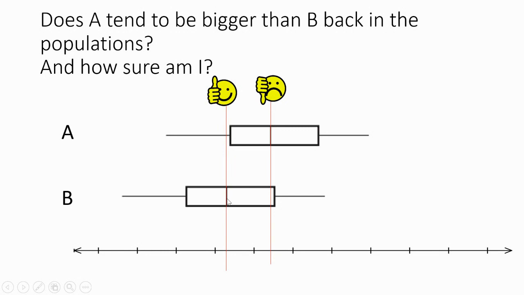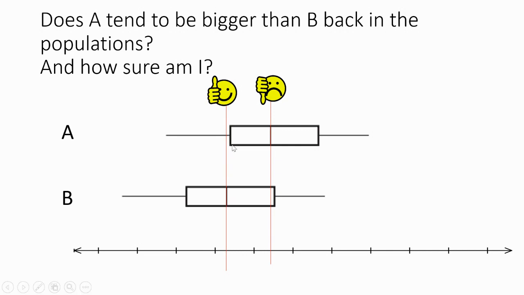So you need to look at the other median. The median for B falls outside of this box. It doesn't fall inside the box. So therefore, we can still make the call. You only need to have one median outside of the box to be able to make the call.